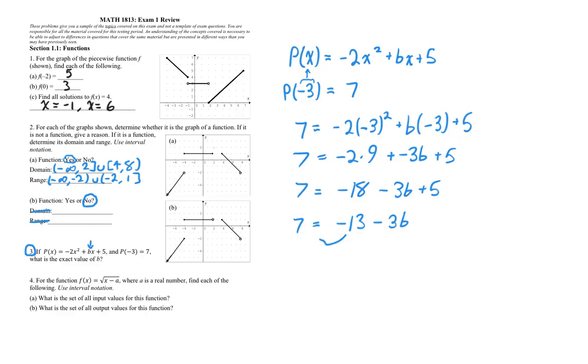So we need to move this 13 over there, and that's going to give us 20 on this side equals negative 3b, and then we divide both sides by our negative 3 to get b alone. So we get b equals negative 20 divided by 3. Okay.